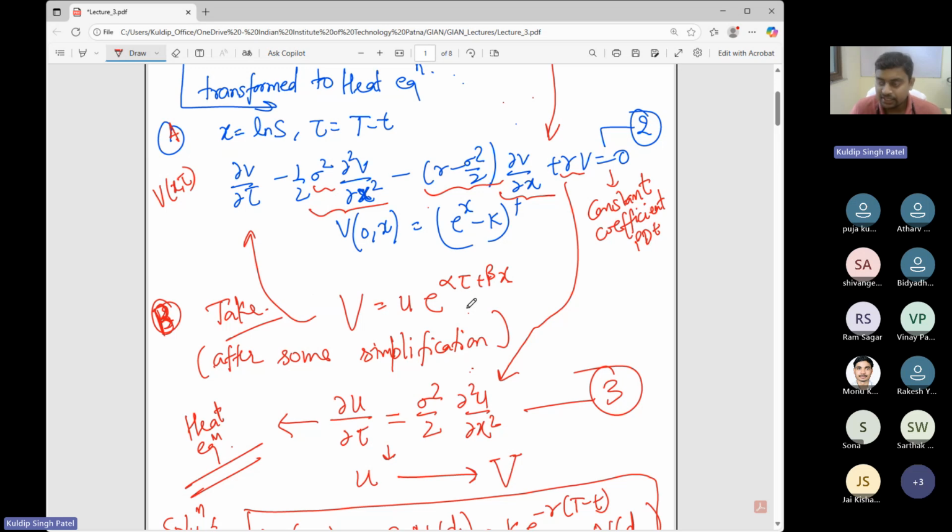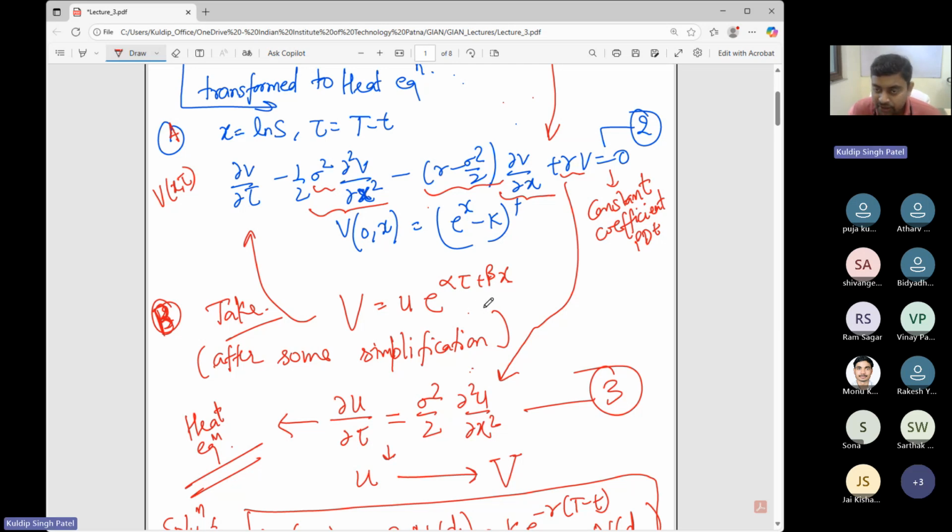The idea is simple. I just wanted to tell you why the closed form solution for the Black-Scholes PDE existed. The reason is simple: they could convert it into a heat equation, and that's why this analytical closed form solution can be obtained.